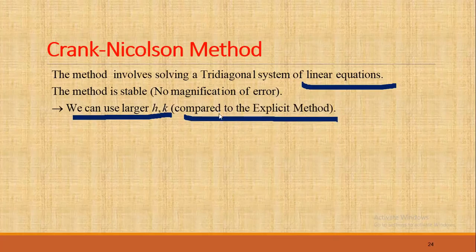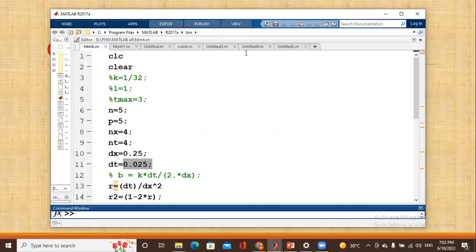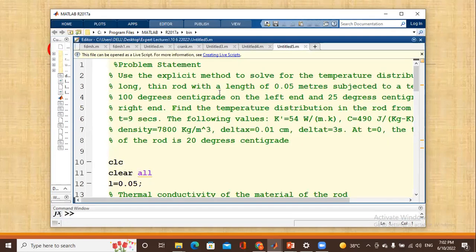Now before the Crank-Nicolson method, we also discussed some application based examples. Suppose our problem is to use the explicit method to solve the temperature distribution.